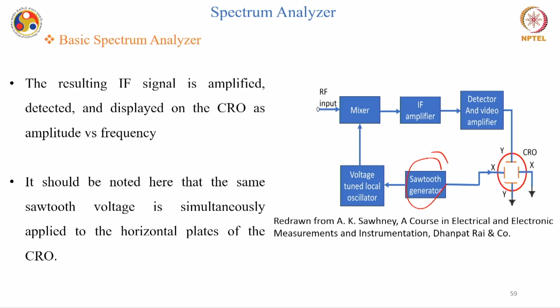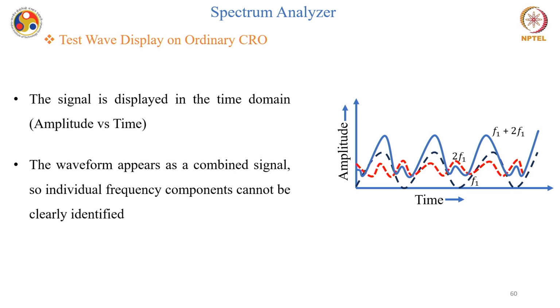So, this is about the basic construction of a spectrum analyzer. Now, if I want to visualize a signal on an ordinary CRO, it will be represented as amplitude versus time, particularly in the time domain, and the waveform will appear as a combined signal. So, individual frequency components cannot be clearly identified, as you can see over here. I have multiple frequency component signals like F1, 2F1, F1 plus 2F1 and so on.